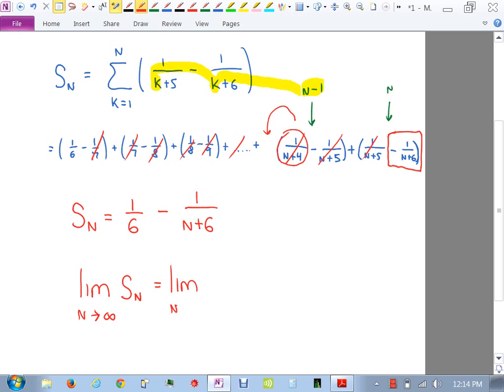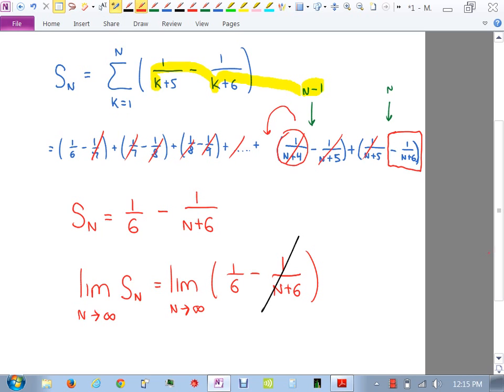Just 1/6. Everyone's comfortable with why that's 1/6? This goes to 0, right? 1 over n plus 6, 1 over infinity goes to 0. The only thing left is 1/6. Which is kind of what we knew before I did all this, right? We knew it was 1/6 and everything kept canceling. But you cannot do that on the test because you'll get into trouble, as you'll see on another example.